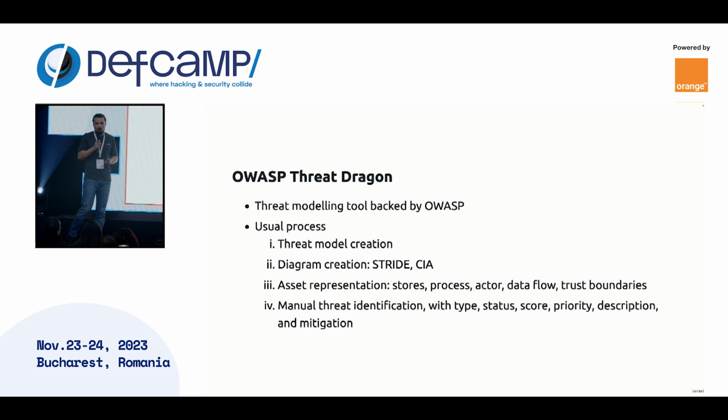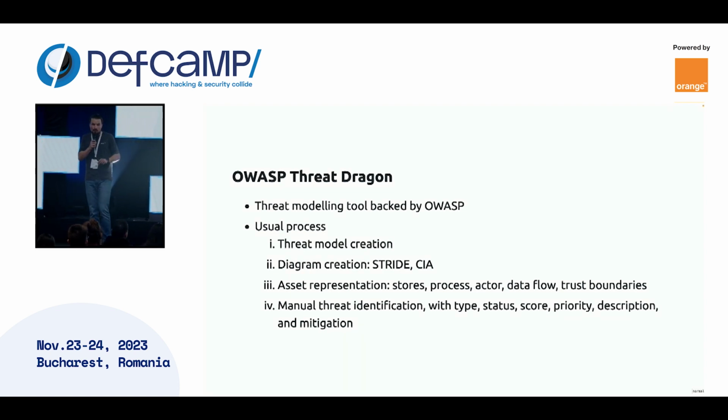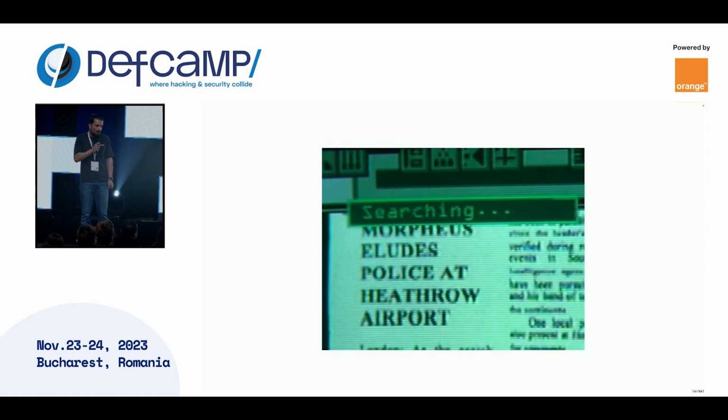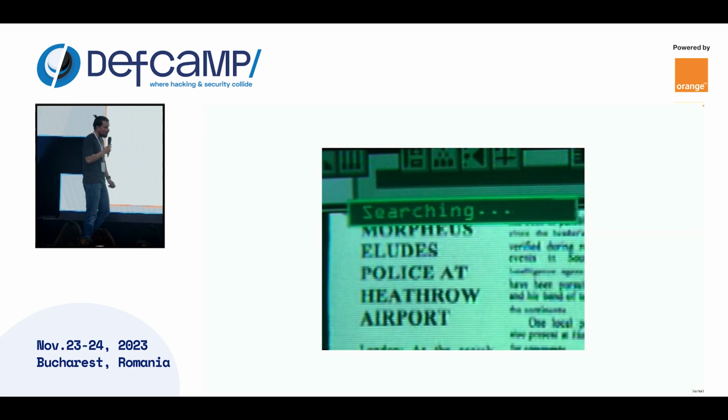You need to represent the assets in the diagram and to manually identify the threats. There are some commercial tools that do this automatically. For example, if you place AWS resources, it will automatically list the threats that may appear. But yeah, for this open source software, you don't have this functionality. Following this, we can jump into the next vulnerability detection technique.